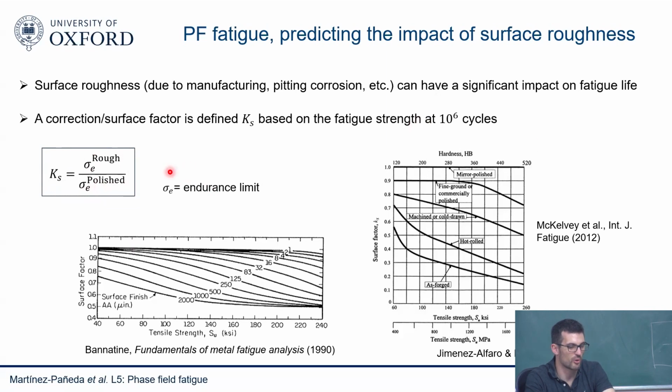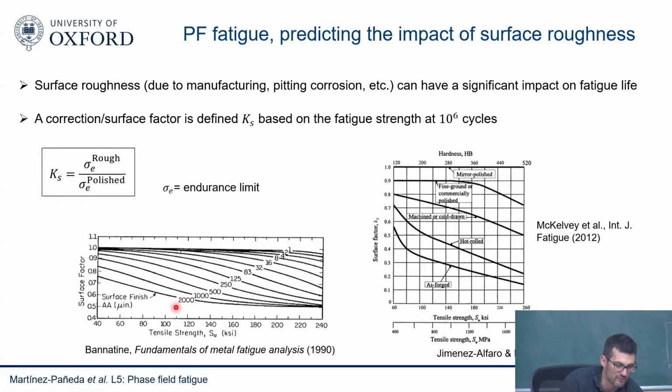Just to emphasize this point, in order to quantify the effect of roughness on the fatigue life, we define the surface correction factor, that is the ratio between the fatigue strength at 1,000,000 cycles, so the endurance limit, of the rough sample versus the polished sample of the same material. And you can see here the surface factor for a given material as a function of the tensile strength. We know that there's a sensitivity to tensile strength, and as a function of the surface finish, you can see, a factor of 1 means they are equal. The effect of roughness goes away.